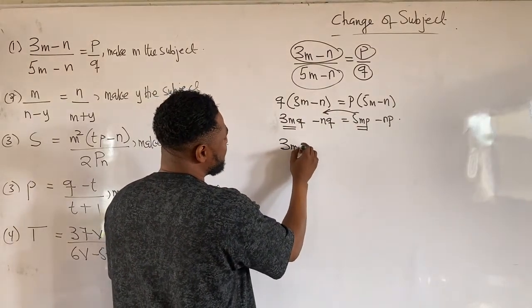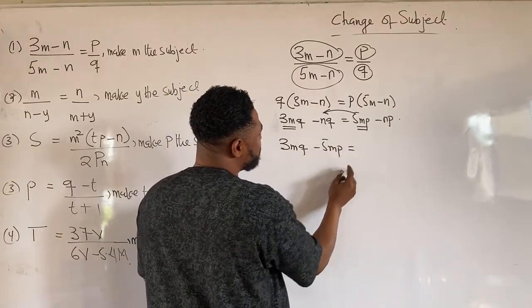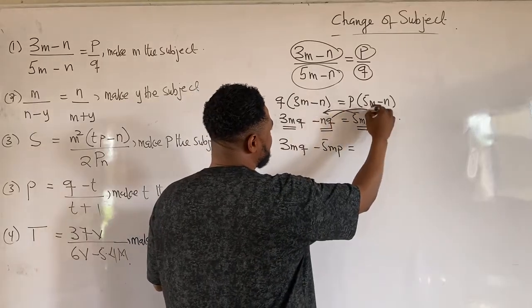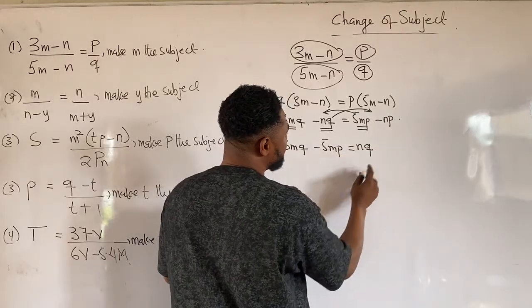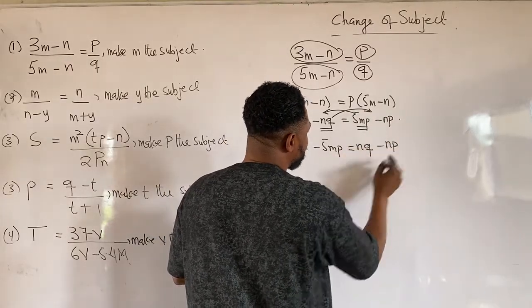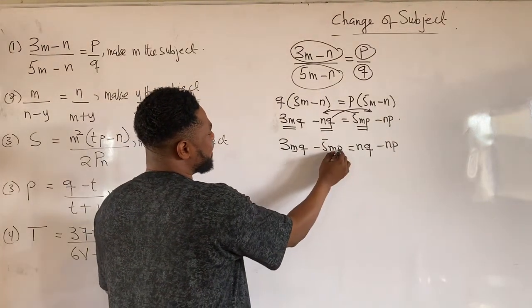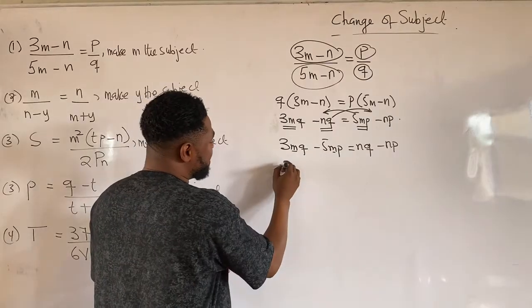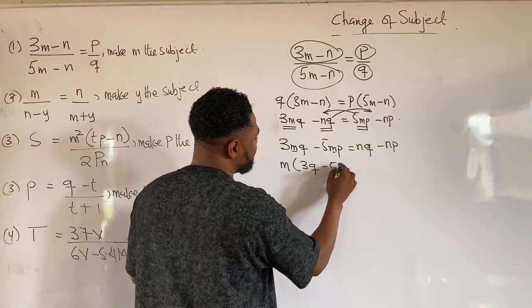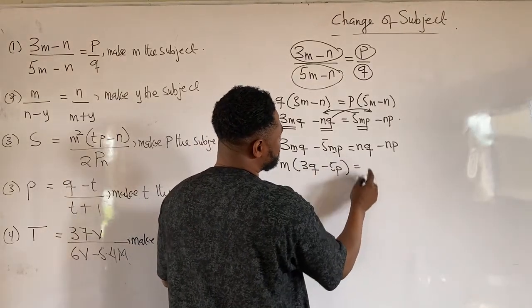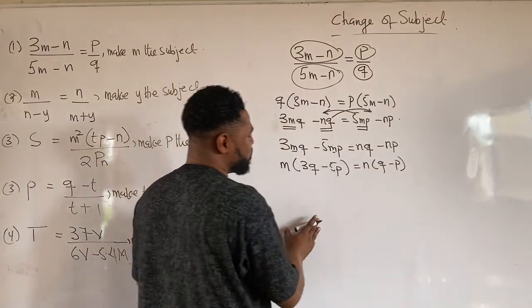We have 3MQ minus 5MP equal to, then we move this, and this is negative. When we move it, it will be positive NQ minus NP, as we can see here. So here M is here, M is here, we can factorize the M out. So M out, we have 3Q minus 5P should be equal to, here too we can factorize N out, so Q minus P, as we can see here.